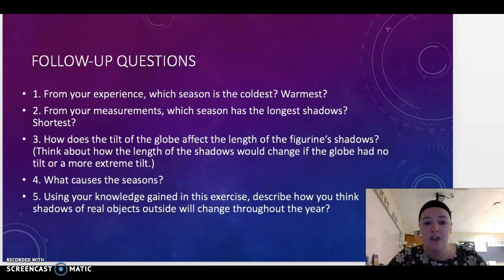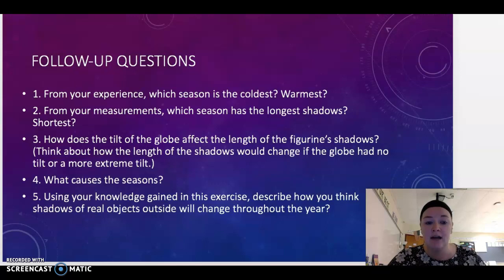And then the follow-up questions. I really liked these follow-up questions from the lesson. It starts very simple with just which season is the coldest and which is the warmest from your own personal experience. So all students can do that. And then from your measurements, which season has the longest shadows? Which one has the shortest? So again, that's just an observation they made.